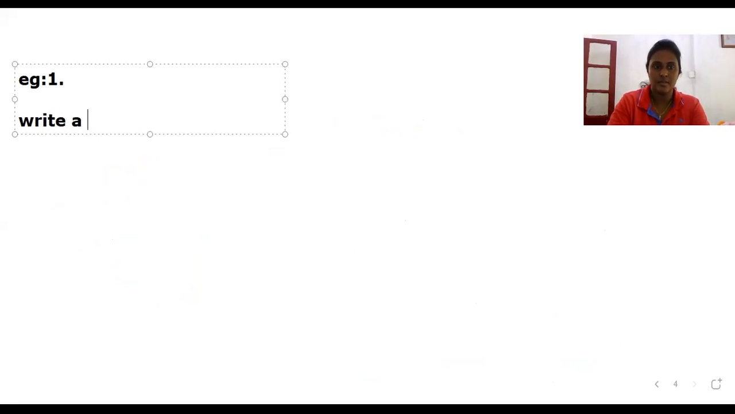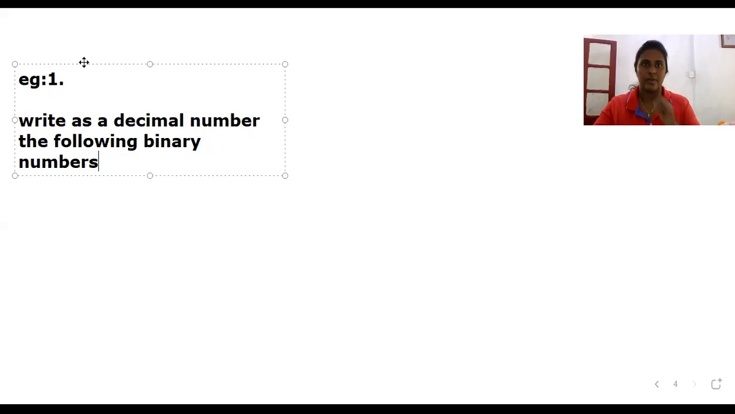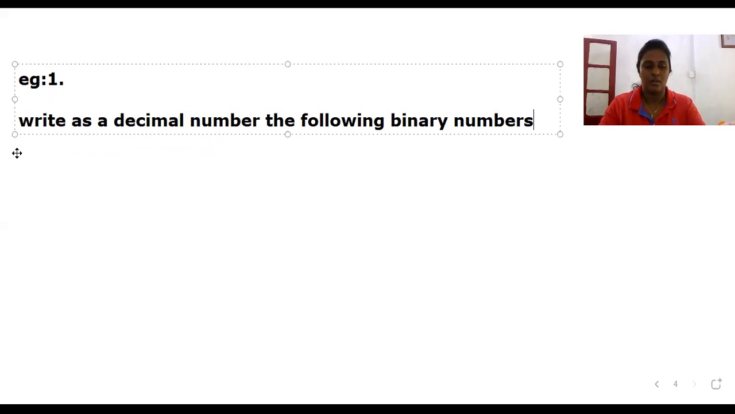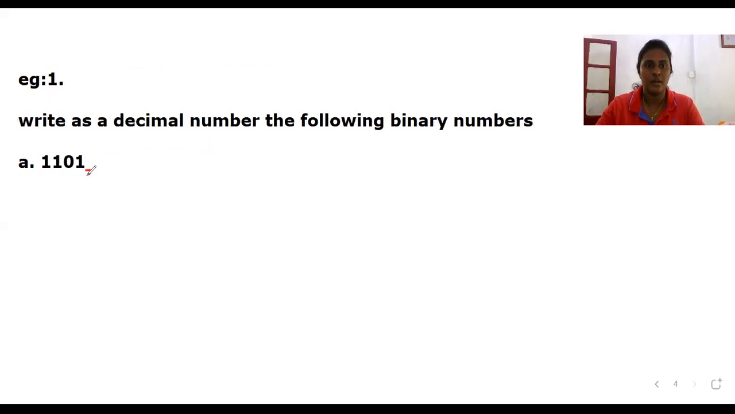Write as a decimal number the following binary numbers. Write as a decimal number the following binary numbers. Right. A: 1101. Right, always once you write a binary number, you have to write the 2 as a base.